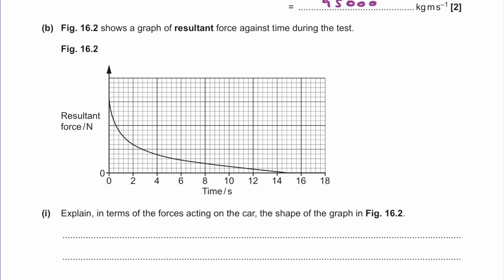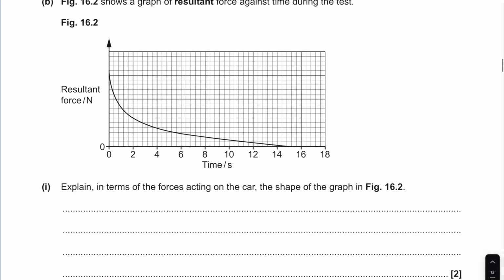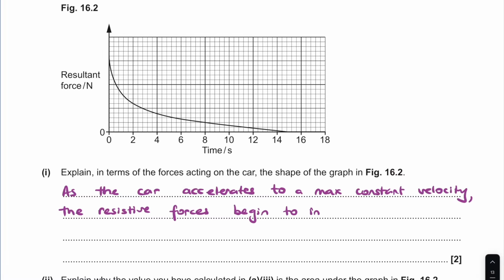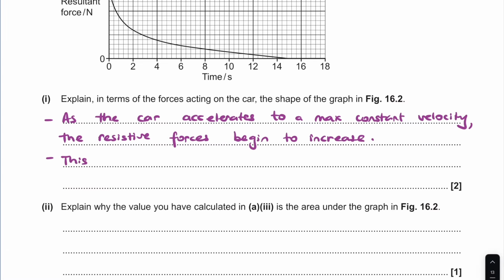Figure 16.2 shows a graph of resultant force against time during the test. Explain in terms of forces acting on the car the shape of the graph in figure 16.2. As the car accelerates to a maximum constant speed of 56 meters per second, the resistive forces begin to increase. And this causes resultant force, which is equal to the driving force minus the resistive force, to decrease to 0.